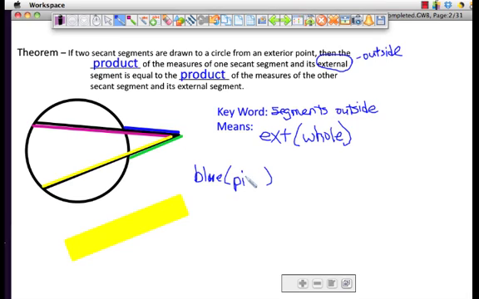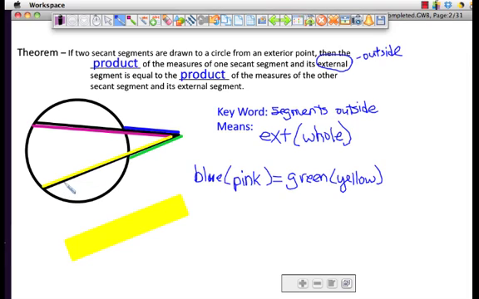Blue times pink equals, in our case on the bottom, what's the exterior piece? That's right, it's green. Green times the whole piece. What's the whole piece on the bottom? Yellow. And when we get to examples, I'll show you that in numbers. But just remember, it's the exterior piece times the whole equals the exterior piece times the whole.